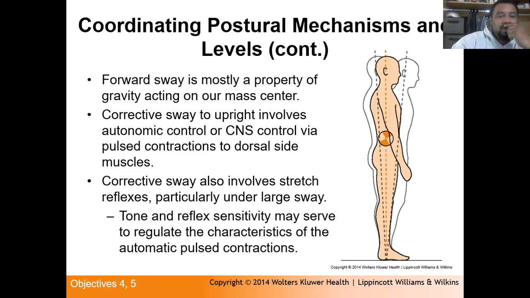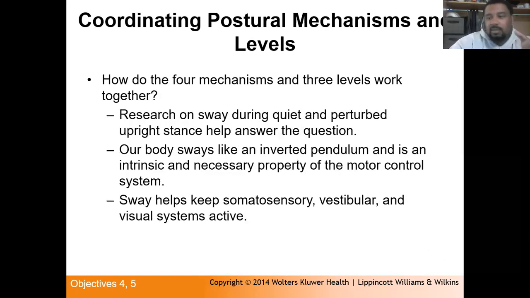Coordinate posture control mechanism levels. Forward sway is mostly the property of gravity acting on the center of mass. So this is just talking about sway and the levels of... Actually, let me explain this first. How do the four mechanisms of three levels work together? I'm just going to read off to you how they work together.